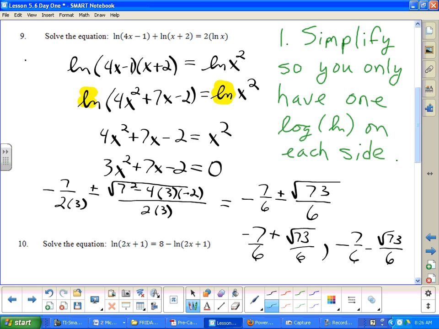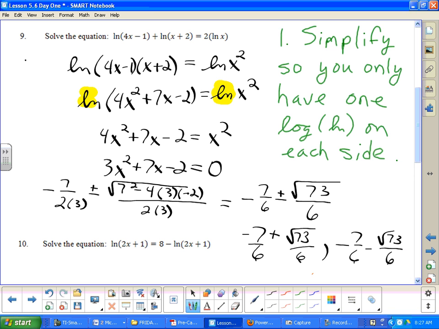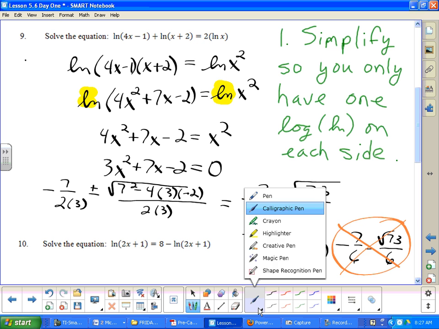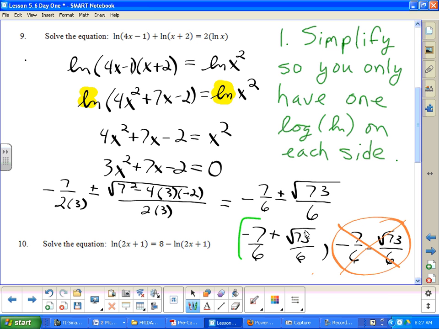If I put the negative one into the right-hand side, I'm trying to take the natural log of a negative number. Cannot do that, which means that this one here is extraneous and does not work. So my answer then would be just that one there.